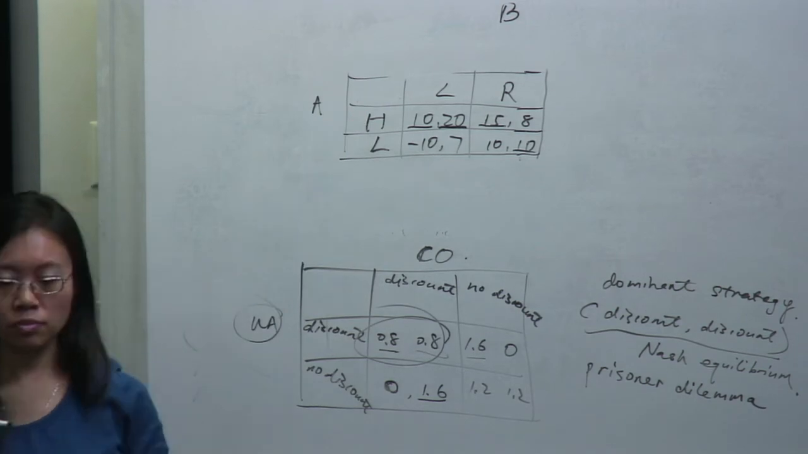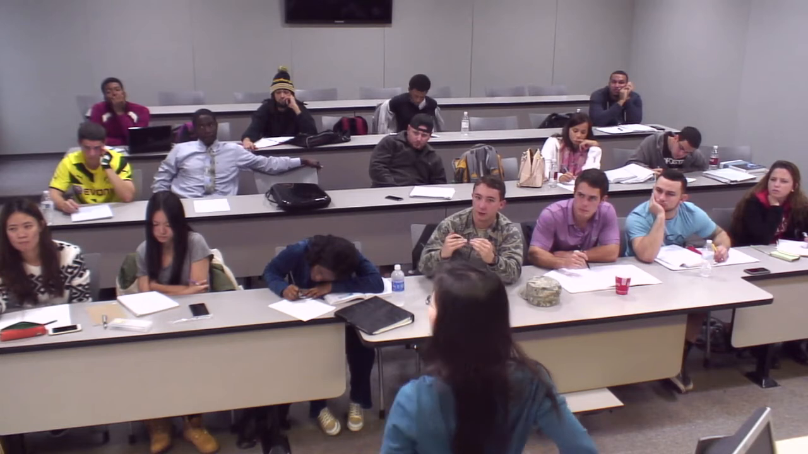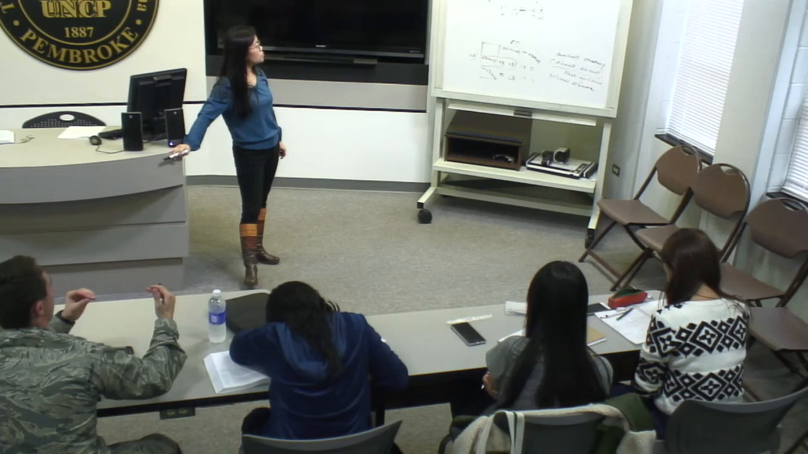So just so I understand it. If you're fixing B, you compare the bottom number and the top number, so 10 and negative 10. You're comparing those two. And if you're looking at R, you compare 15 and 10. Is that correct? That's right.